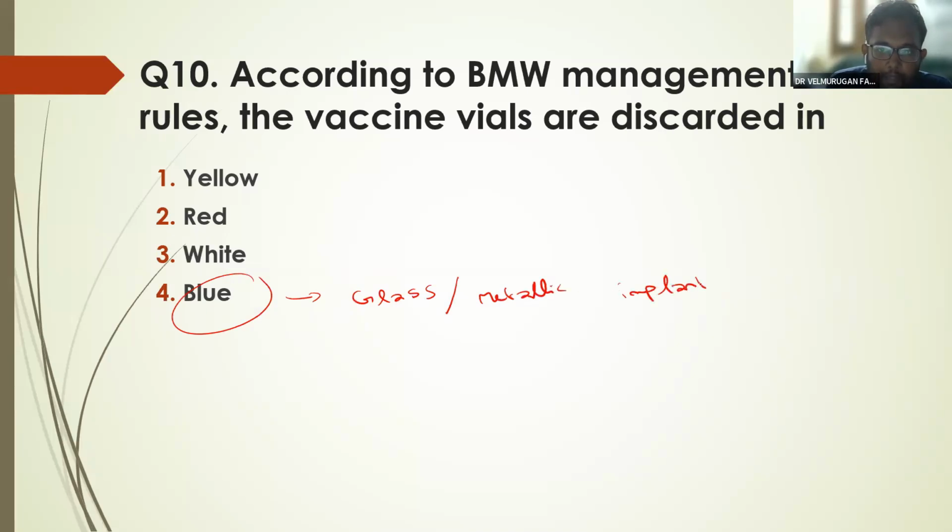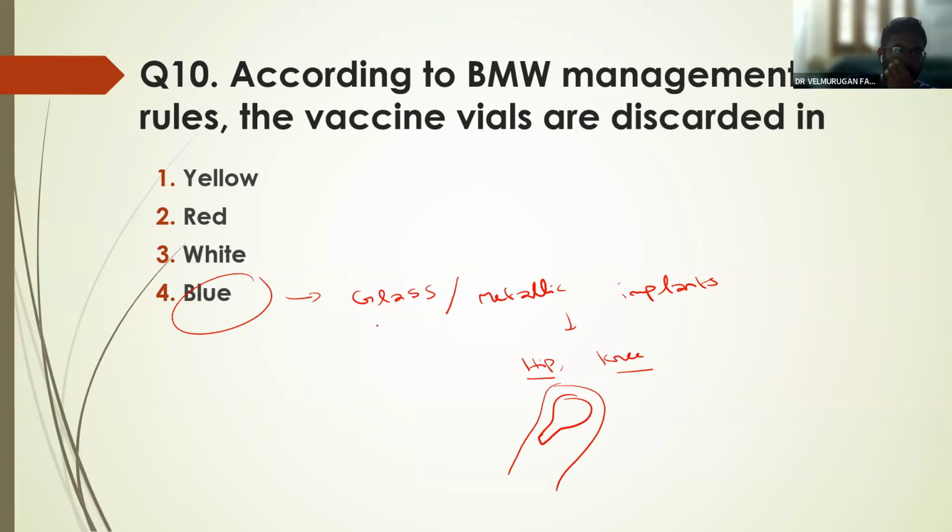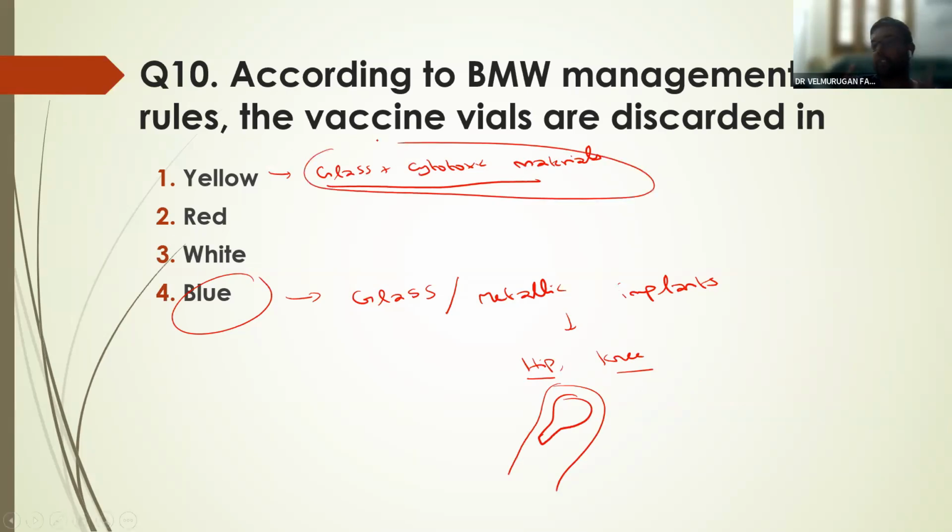What does metallic implant mean? Like our hip implant or a knee implant, which we keep in our hip joint. Hip implant, knee implant, glass vials. Always remember, glass with cytotoxic material. What is cytotoxic material? Anything which can affect our genes, which can modify our genes. Any glass which has some cytotoxic material should come in yellow. So remember, glass with cytotoxic material should be considered only in yellow.